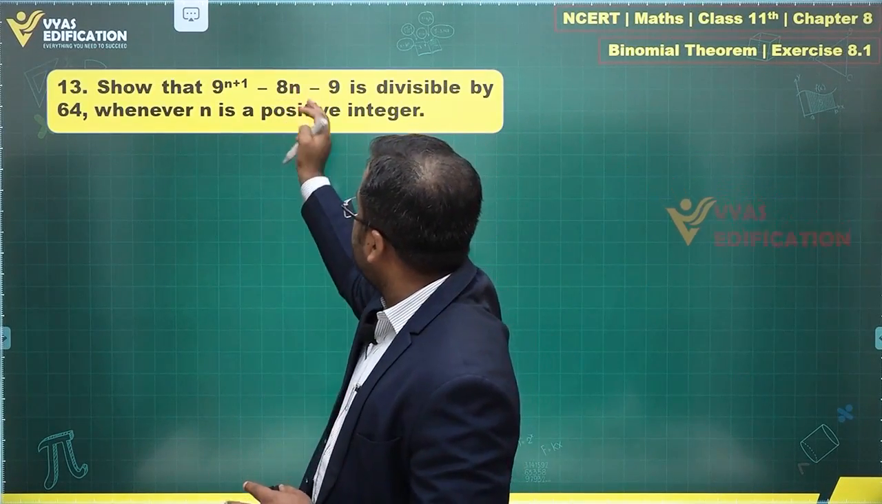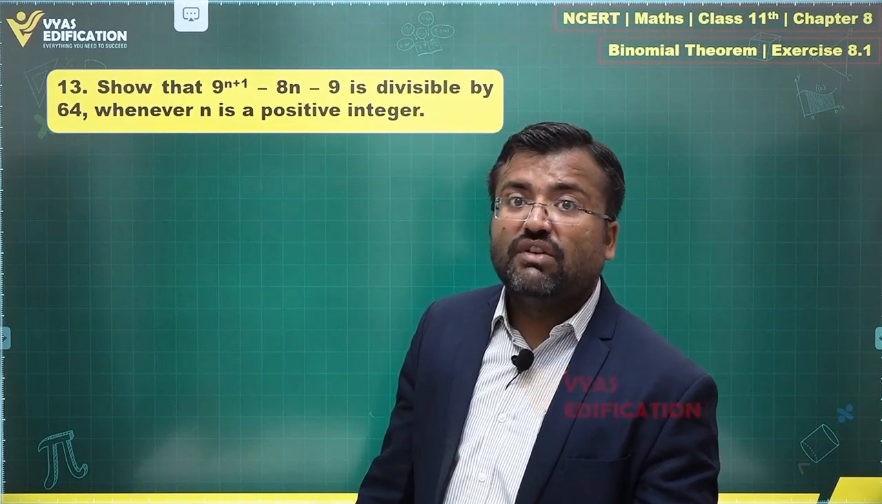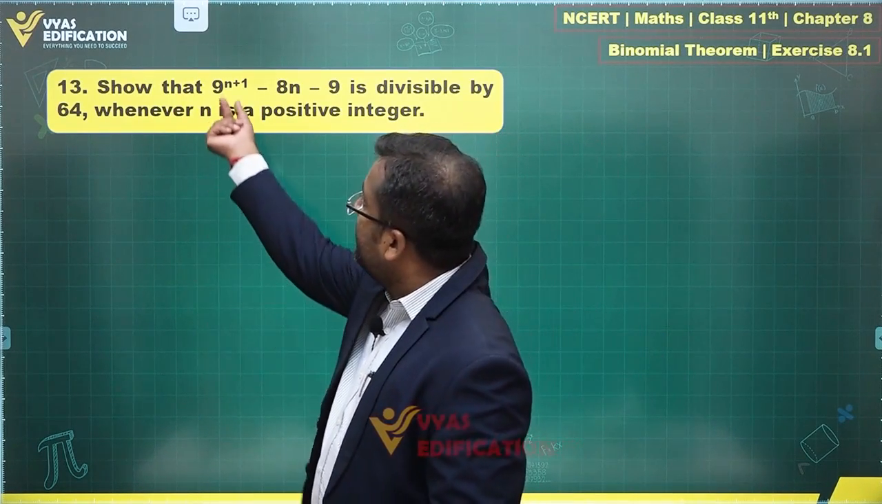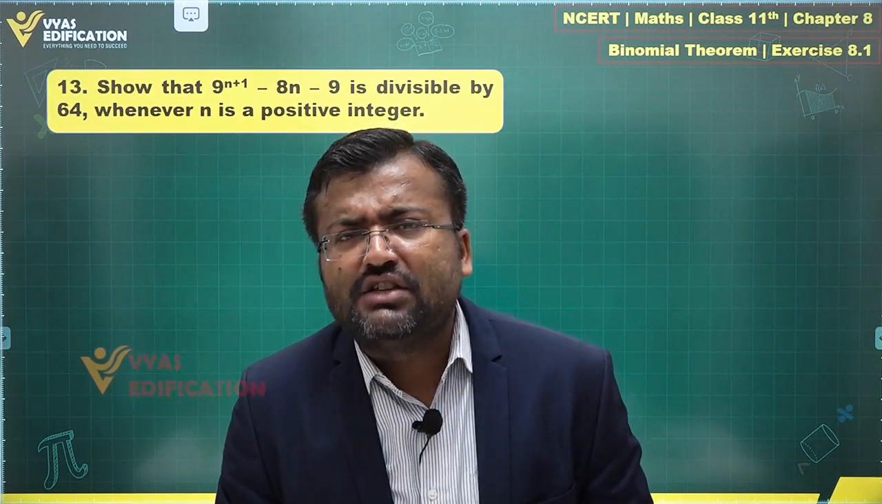Rest other numbers are pretty simple. This is power n plus 1, which is a bit complicated, right? This will require binomial expansion and for that this should be written in a binomial form, that is 9 can be written as 8 plus 1.